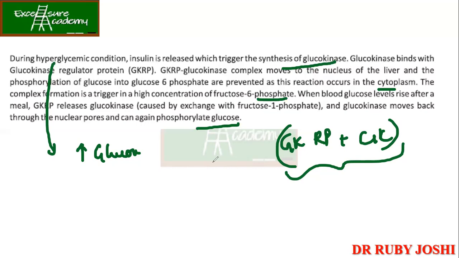ये पूरा कॉम्प्लेक्स जो है न्यूक्लियस ऑफ द लिवर में जाके बैठ जाएगा, ठीक है? And the phosphorylation of glucose to glucose 6-phosphate नहीं होगा क्योंकि वो आपका कहाँ होता है? साइटोप्लाज्म में होता है. हाँ, और अभी क्या है? आपका ग्लूकोकाइनेज आपका न्यूक्लियस में है. जैसे ही आपका कॉन्सेंट्रेशन बढ़ता है वैसे ही आपका ग्लूकोकाइनेज जो है वापस आ जाएगा and then it will do the phosphorylation of glucose. Clear? Yes, ma'am.